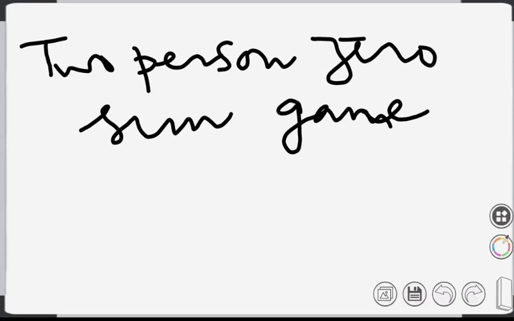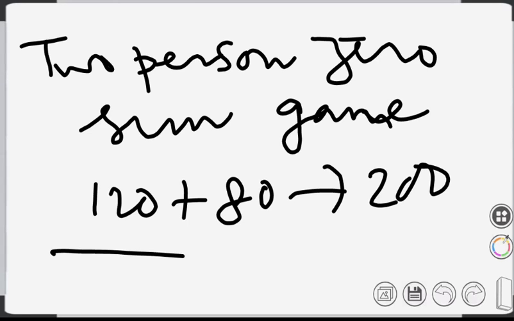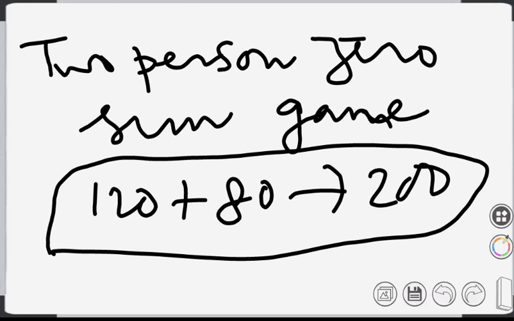In that case, the win of the one person, that is rupees 20, is the same as the loss of the other person. So the total sum, that is 100 plus 100, initially was 200. Now it is 120 plus 80. So it remains 200. So that's why it is called a two-person zero-sum game.